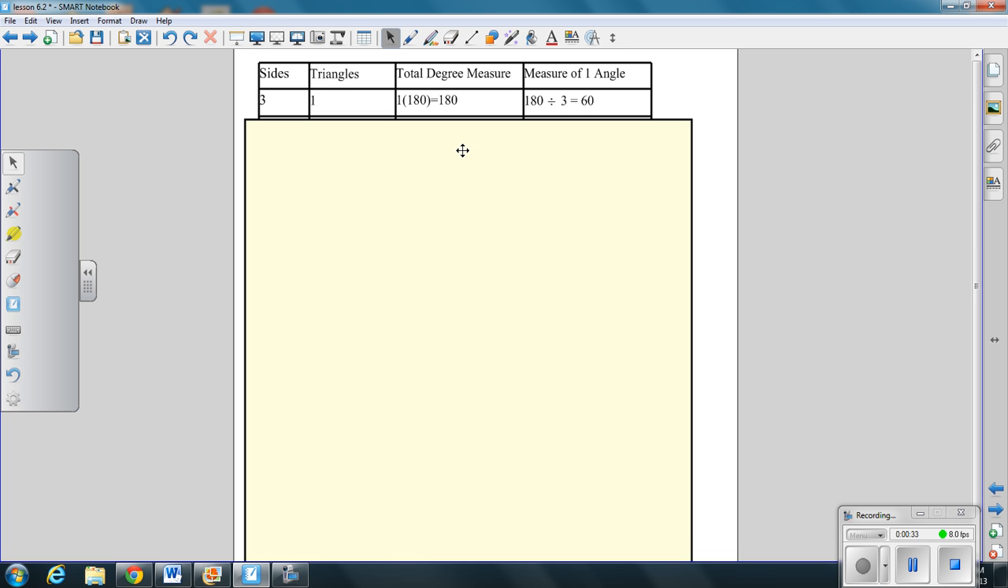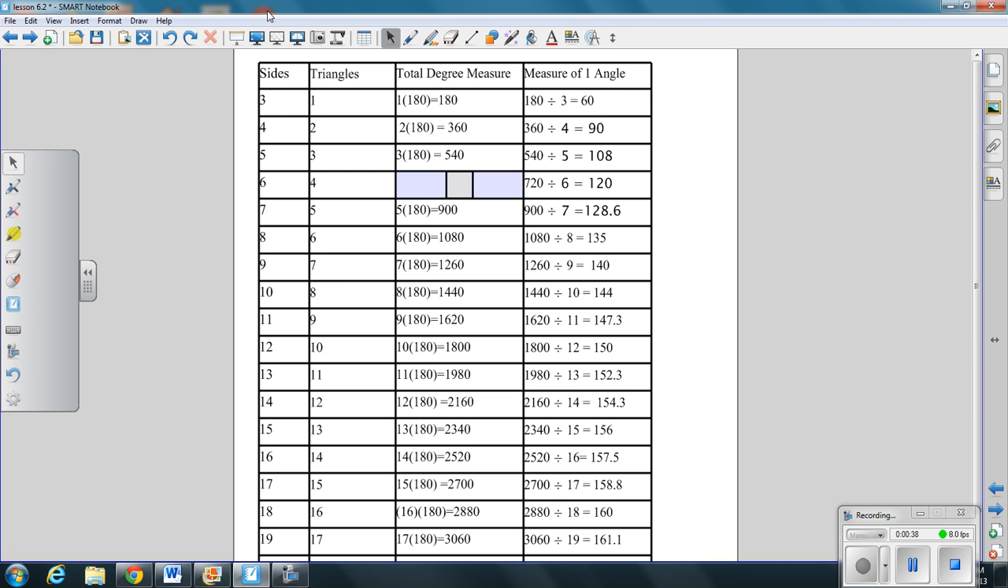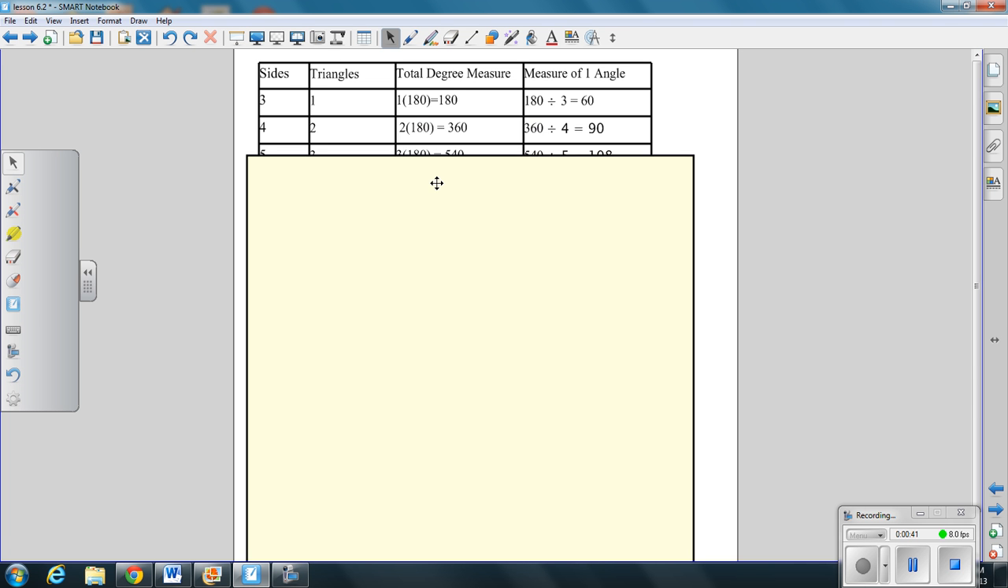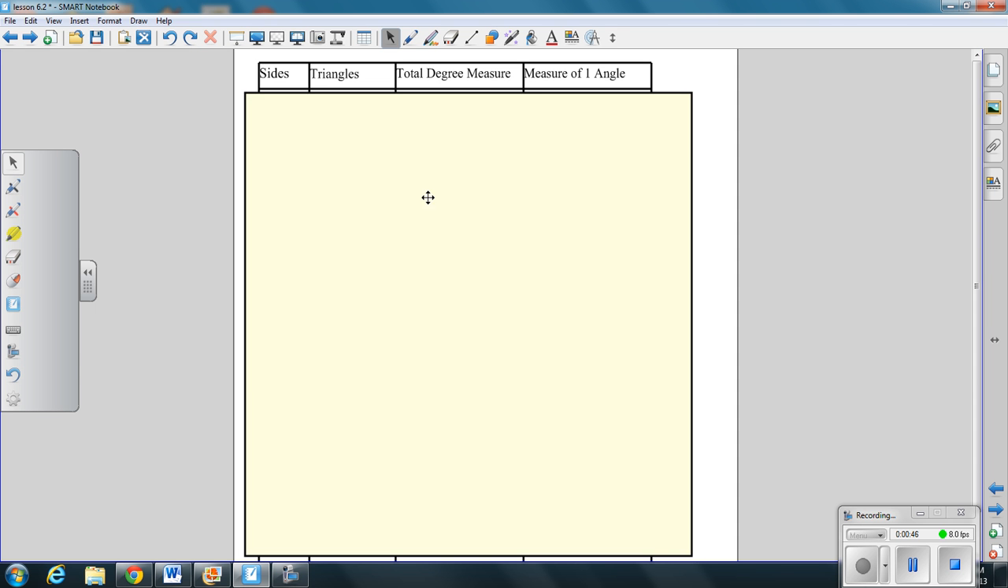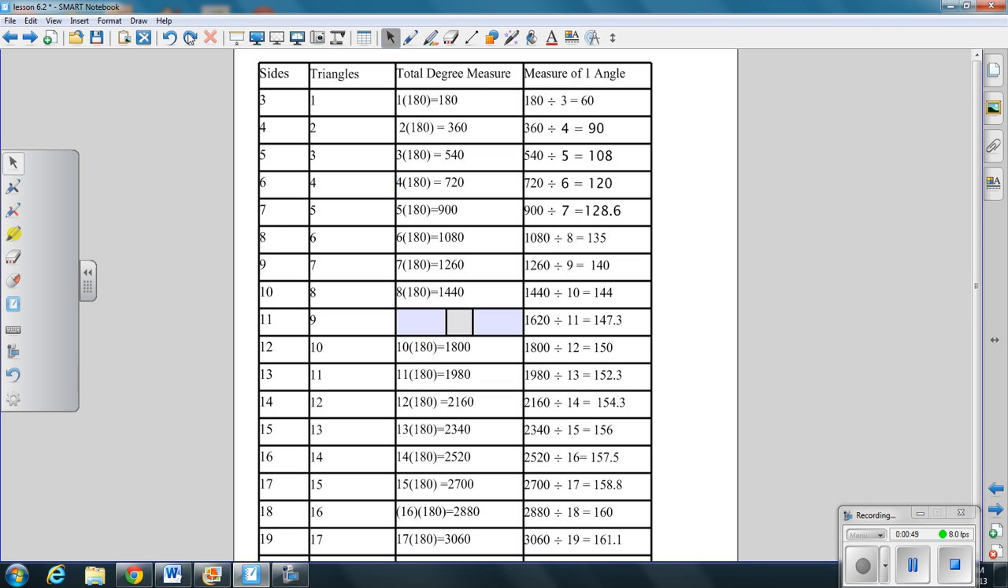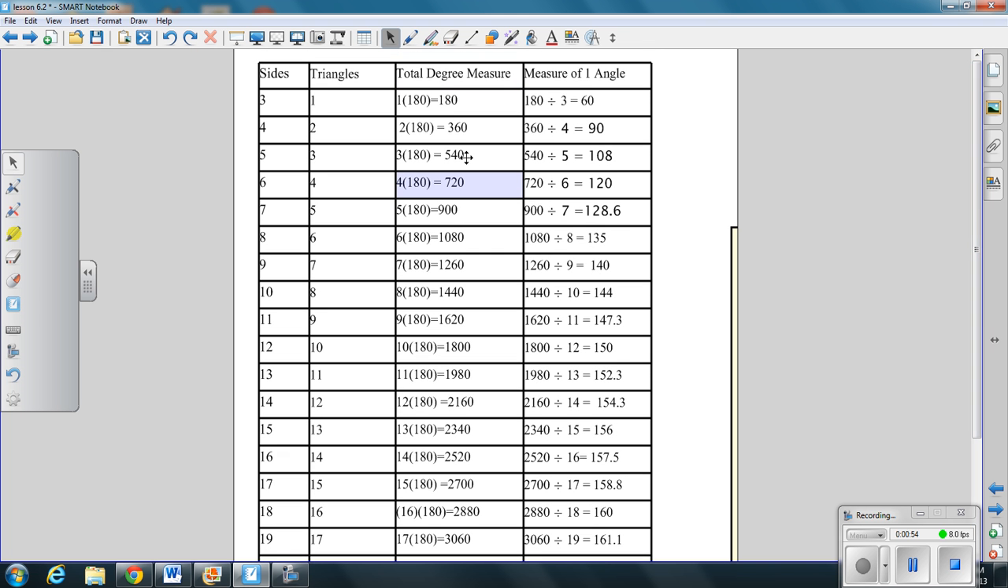So three sides, 180, one measure is 60. Four sides, we have 360, and each angle is 90 degrees. Five sides is 540 degrees, and each angle is 108. Next we have a six-sided figure, which measures 720 degrees, and each angle measures 120.